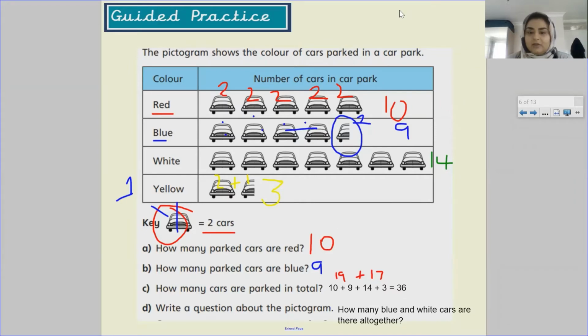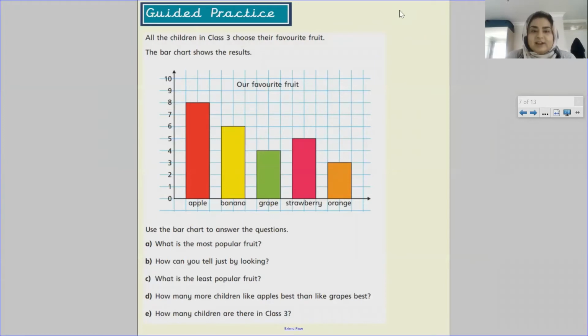Fantastic. Now I am going to go to guided practice number 2. It says all the children in class 3 choose their favorite fruit. The bar chart shows the results. So I have on my vertical axis numbers 0 to 10, showing me the number of children, and then across on my horizontal axis I have the different types of fruits. It says, use the bar chart to answer the questions.